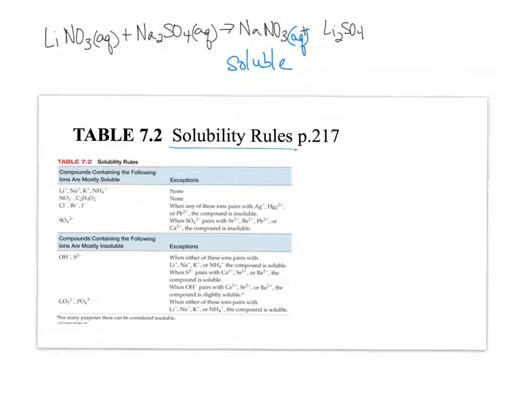Now let's look at lithium sulfate. We can see that lithium is also listed on the soluble side, and there are no exceptions to that. So that means that the lithium sulfate is also soluble and it's going to be aqueous as well. If you have two products that are aqueous, then this is not a precipitate reaction. So no precipitate forms in this case. In order to have a precipitate, you have to have a solid being formed.